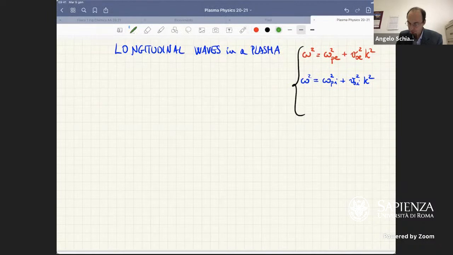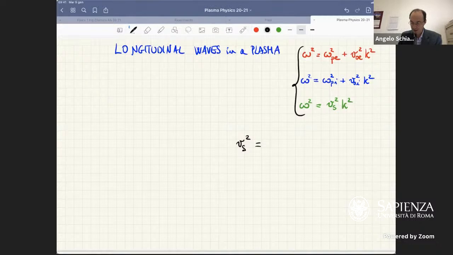So we have 3 curves, where omega squared is V_s squared, the characteristic speed of sound in the plasma, times k squared. So where this V_s squared comes about, the V_s squared is the sound speed in the plasma.